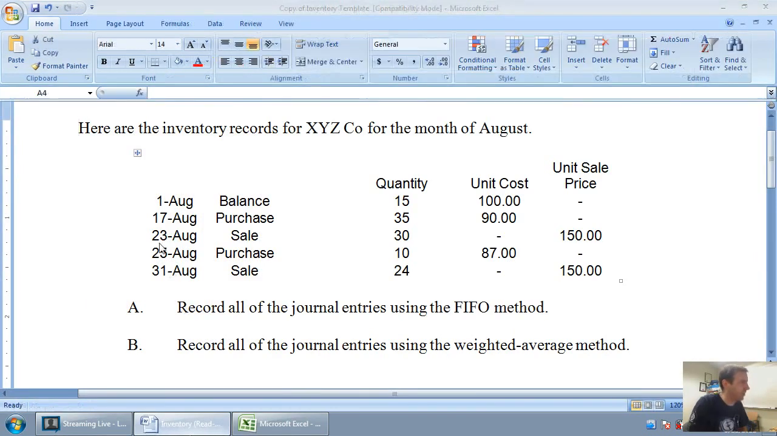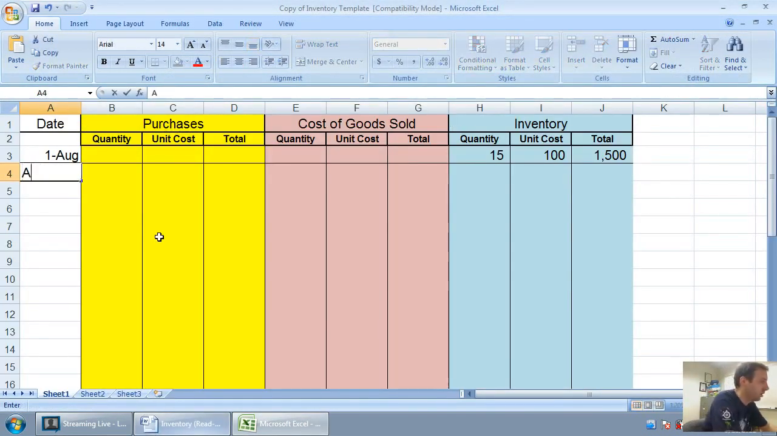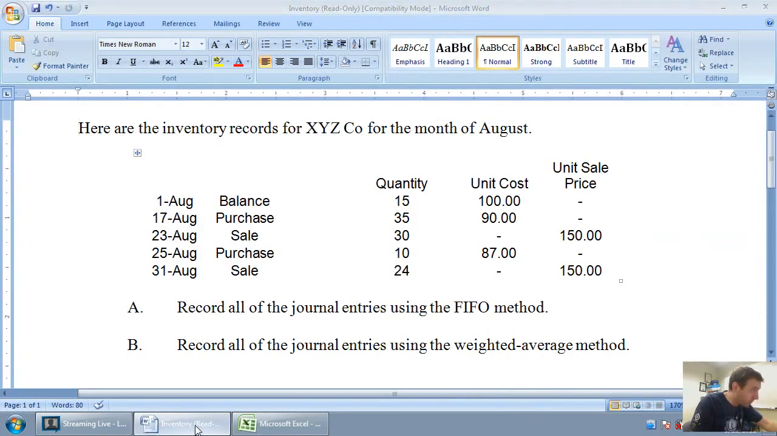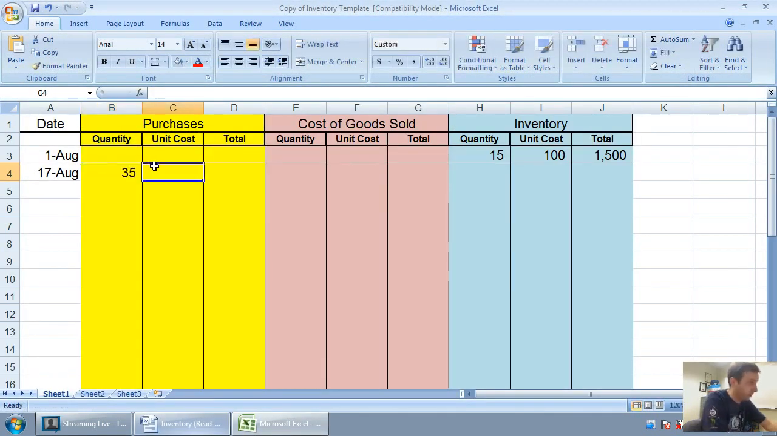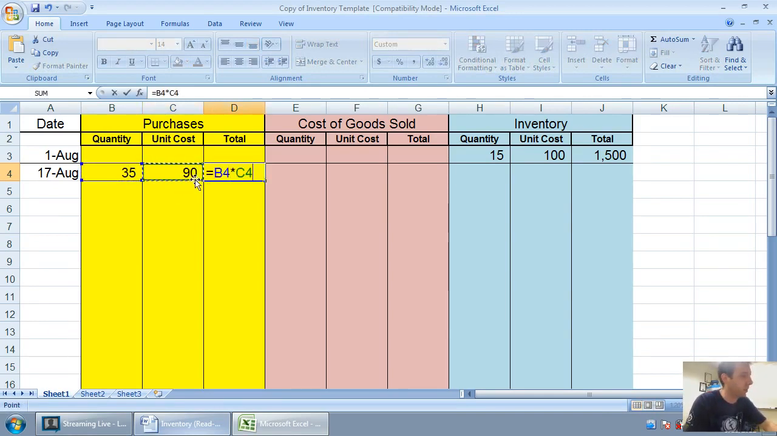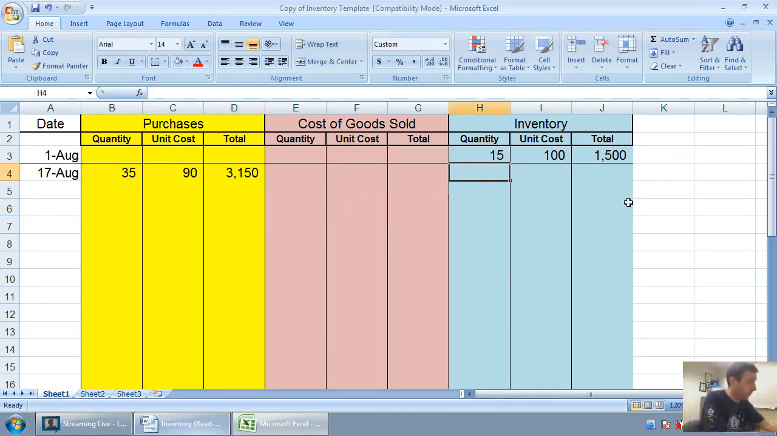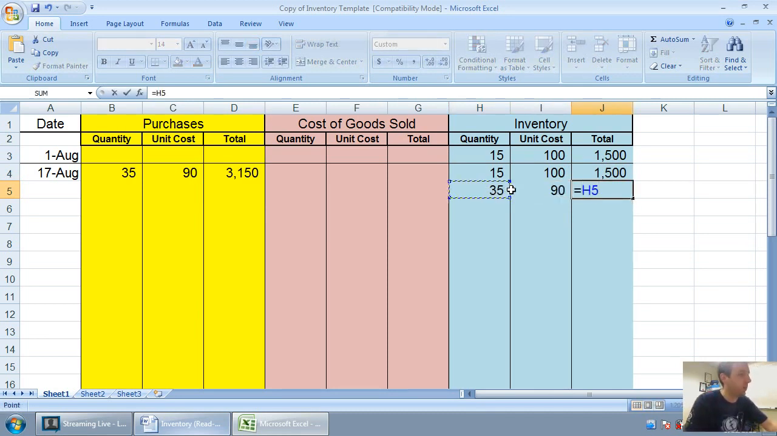On to August 17th, we make a purchase. August 17th, we buy, oh dear, 35 units for $90 each. So I'm going to track that in my purchases column. 35 at $90. 35 times 90 is $3,150. Now, similar to what we did for FIFO, we had 15 units at 100. We didn't sell them. And now we're adding to that total 35 units at 90. And of course, 35 times 90 is $3,150.